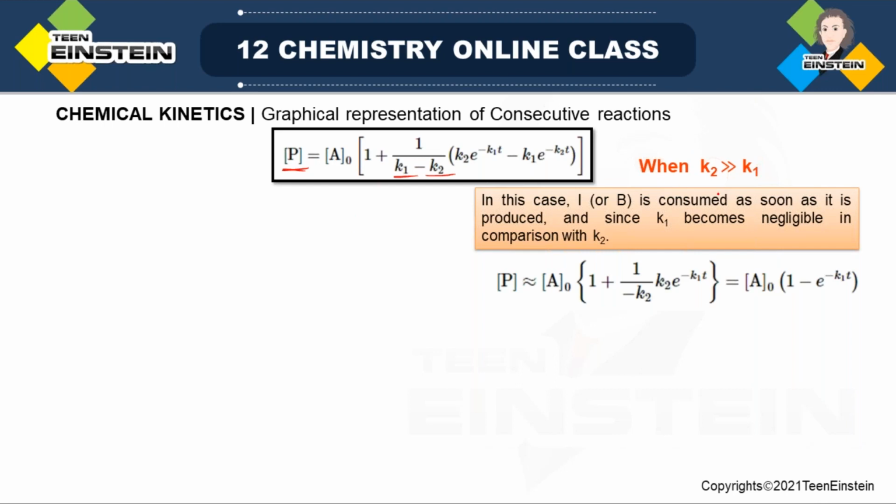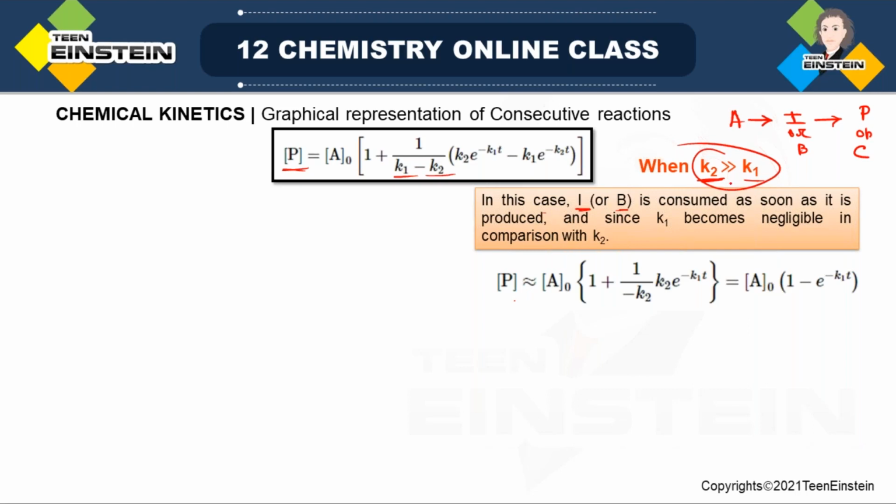Now two conditions may arise. One condition is when the value of K2 is very high compared to K1, and another possibility is obviously the reverse one, that is K1 is very high compared to K2. First we will see when K2 is very high compared to K1, then what happens. So in this case the intermediate, we can denote by I or B, suppose A to I or B, then final product P or C. Concentration of P when K2 is very high.